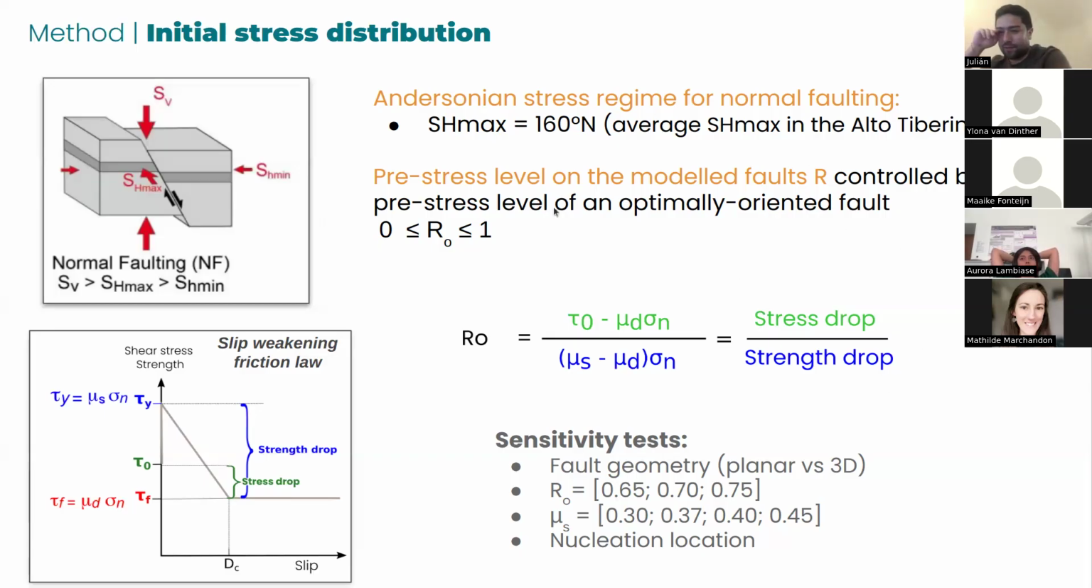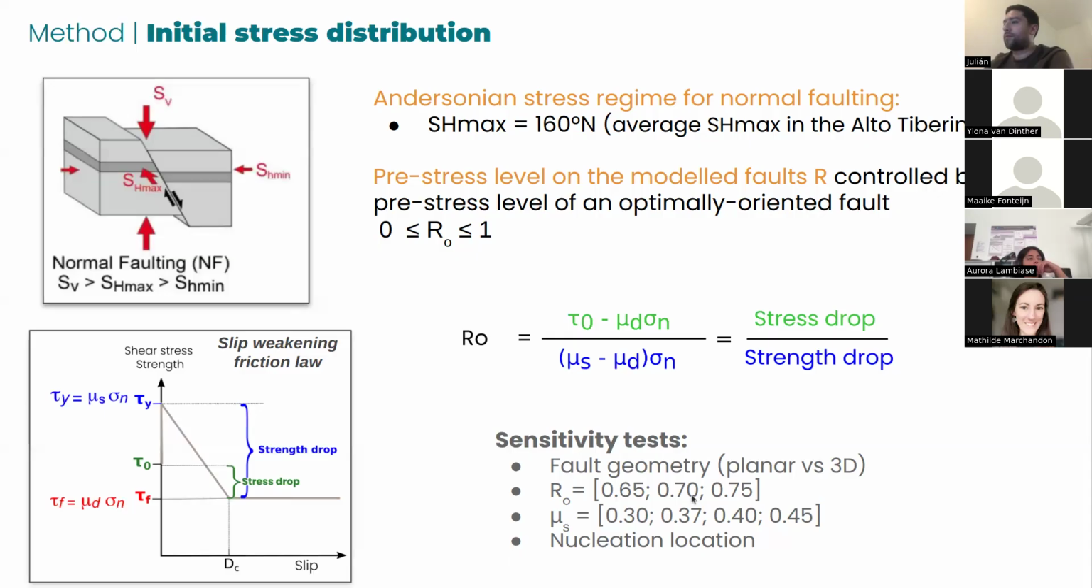So in all our simulations using Andersonian stress, the amplitude of the initial stress is controlled by this R0 parameter. R0, again, is the pre-stress level of an optimally oriented fault within the stress regime that we consider. And then the stress regime for this optimally oriented fault is projected on the model faults. And so we have some distribution of shear stress and normal stress on the model faults.